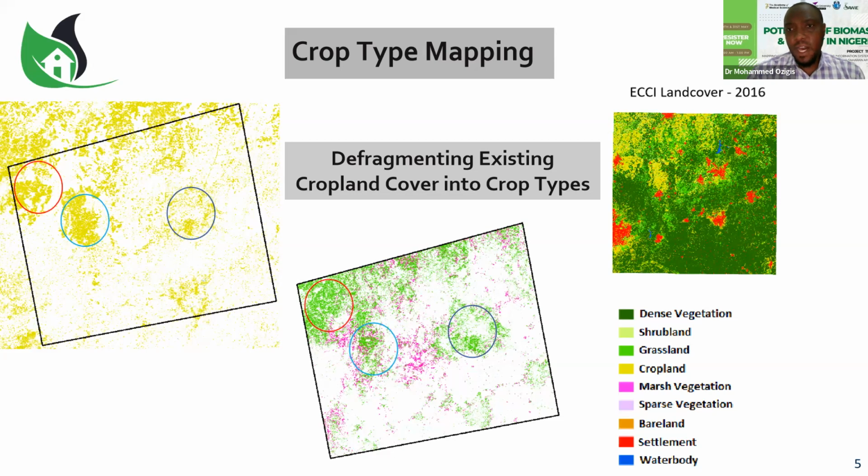The land cover map itself comes with a lot of classes, from dense vegetation to shrubland, grassland, and all the way to water body. But our emphasis here is on cropland. So what we usually do is to isolate cropland, and in our own case, we developed a method that helps us defragment that cropland into different crop types. What you have in the middle of the screen, which has the green and purple color, is a crop type map for an area within the southwestern part of Nigeria in Ibadan. The green color stands for cassava cultivation, while the purple color represents rice cultivation.